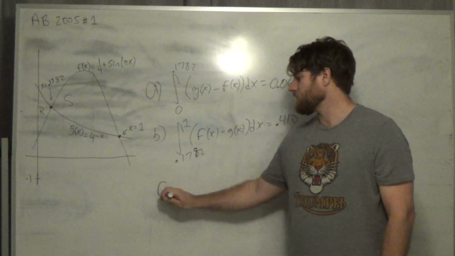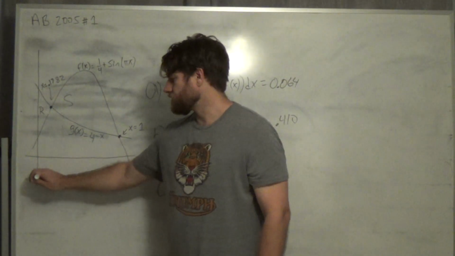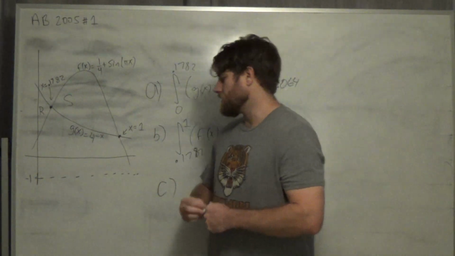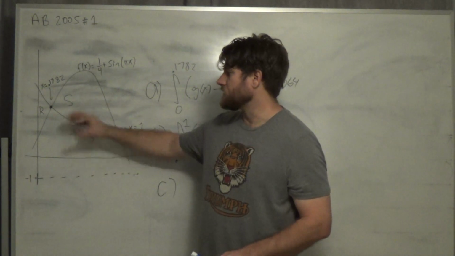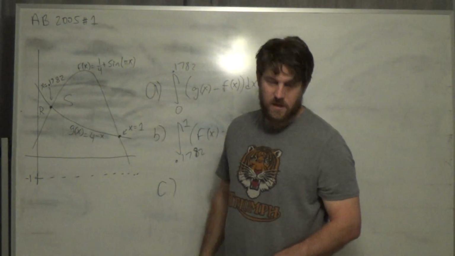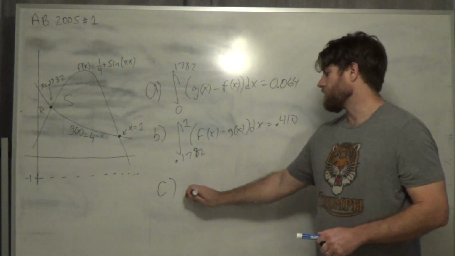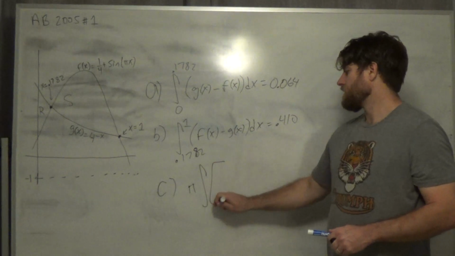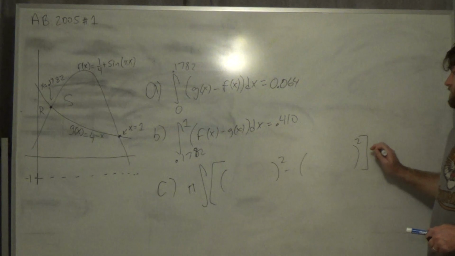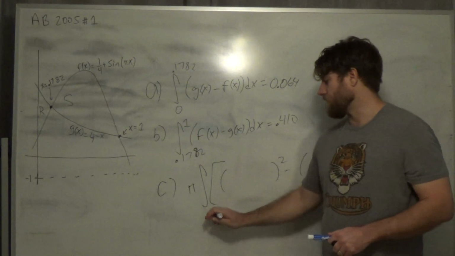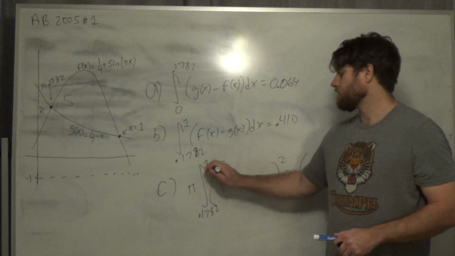And then part C. They say we're going to revolve this around the horizontal line y equals -1. Now, since we're revolving around y equals -1, we're going to have all this empty space as this rotates around. We're rotating region S, and this empty space is going to create a washer. So I have pi, outer radius squared minus inner radius squared, dx from the 0.17-ish number to 1.